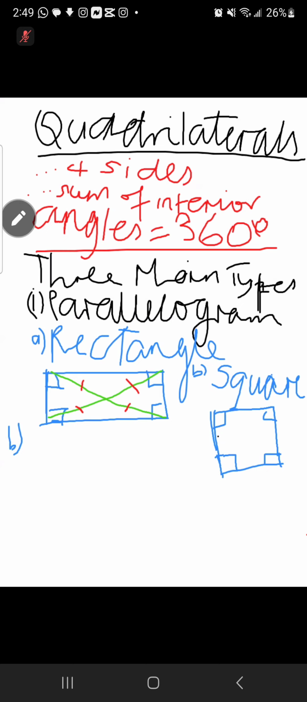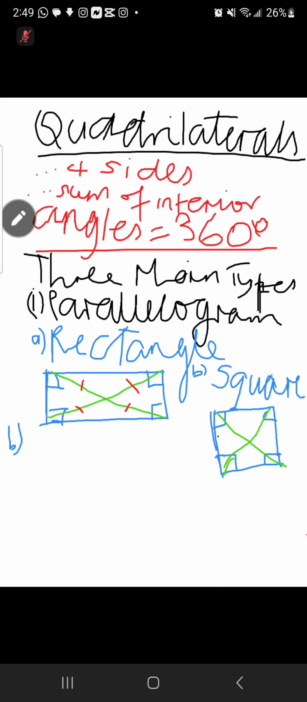The diagonals also, we can put in the diagonals as well. The angles add up to 360, just the same. I like how this diagonal looks, I'm going to erase this one. It's a little better.